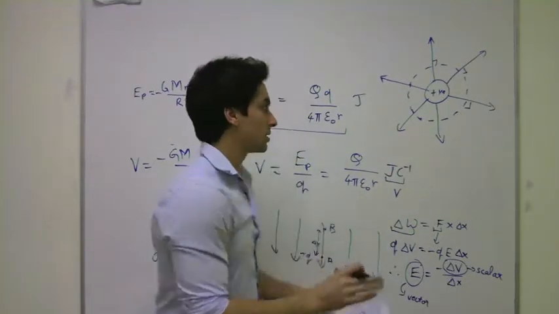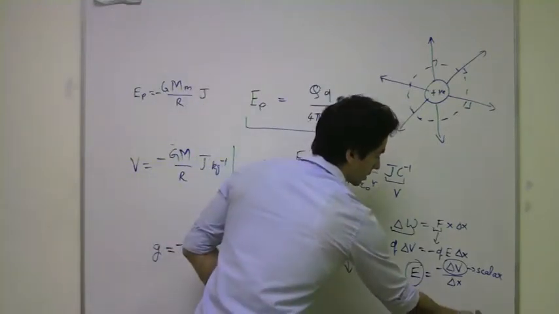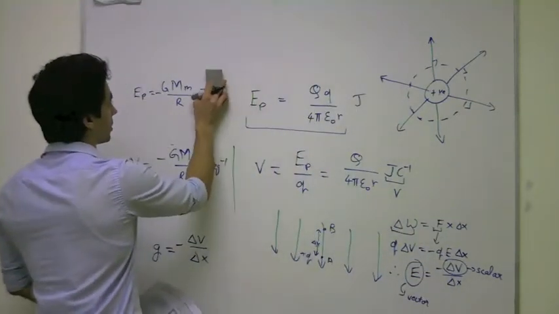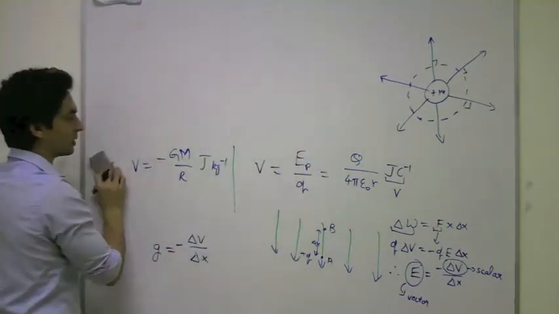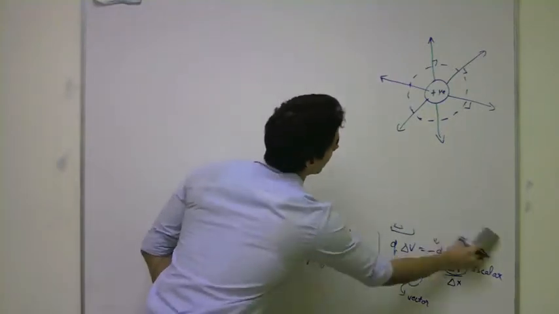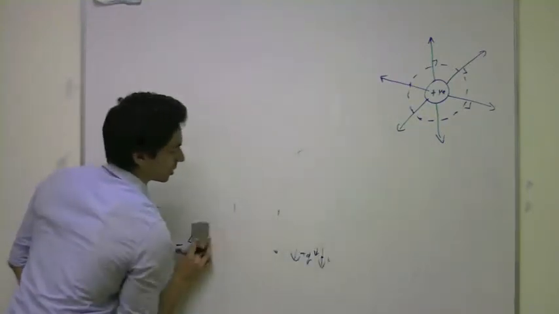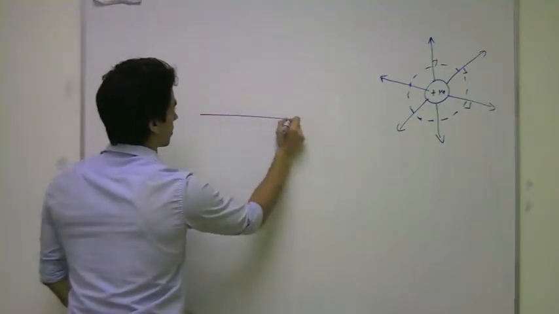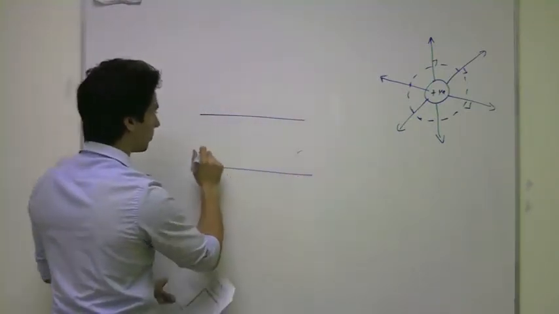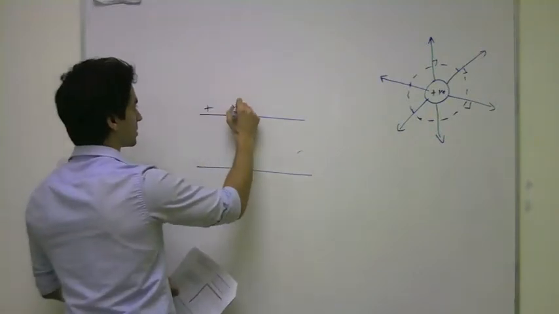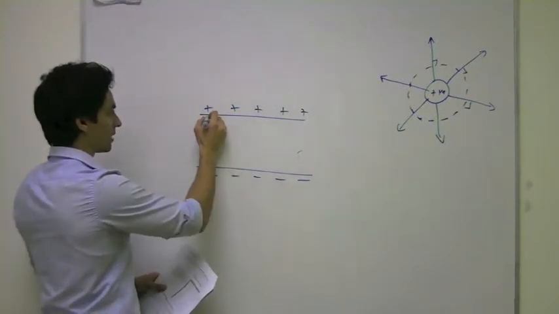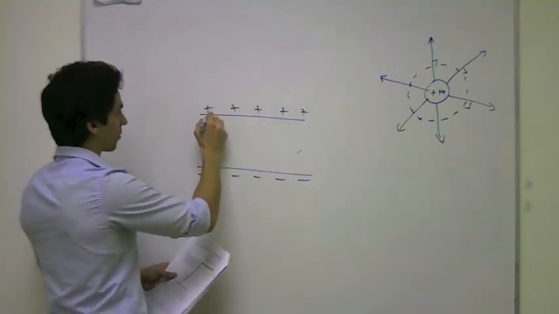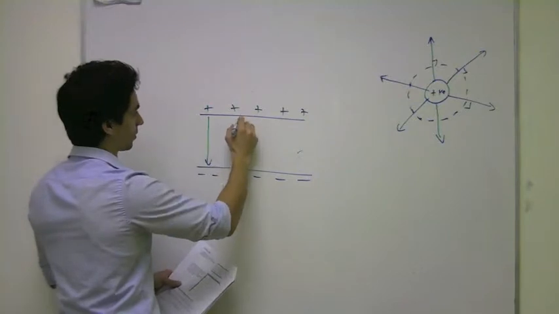Now, finally, just like near the surface of the earth we have the assumption of a parallel gravitational field, in a similar fashion we have parallel electric plates. Let's say this is a positively charged plate and this is a negatively charged plate. So we have electric field lines moving from positive to negative.